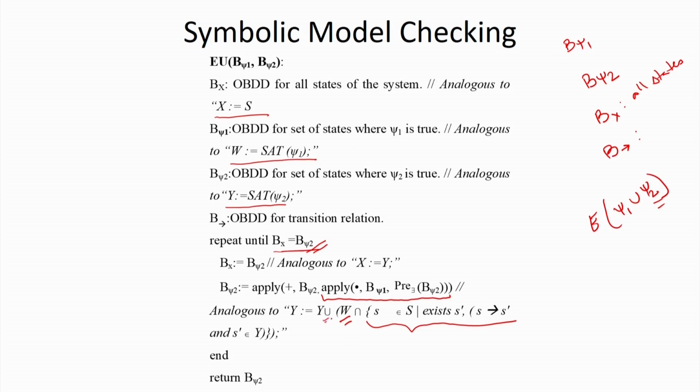This is the union, which is again given by this particular plus operator. So, we have applied this method twice to find B psi, and we repeat these things until it satisfies this particular property. Then finally, we return B psi 2, where this formula E psi 1 until psi 2 is true. Now, you just see this is the symbolic implementation, where we have used the BDD representation for the entire system and the set of states to implement the operator E psi 1 until psi 2.